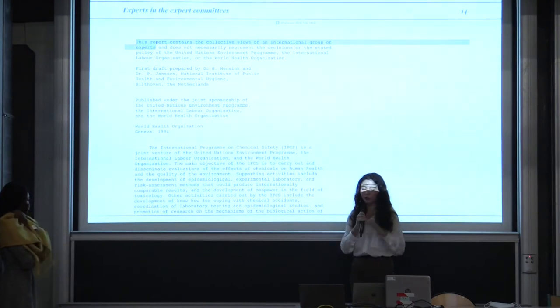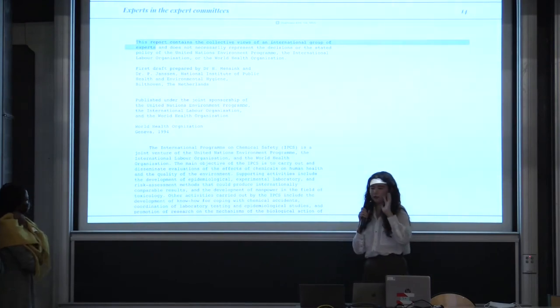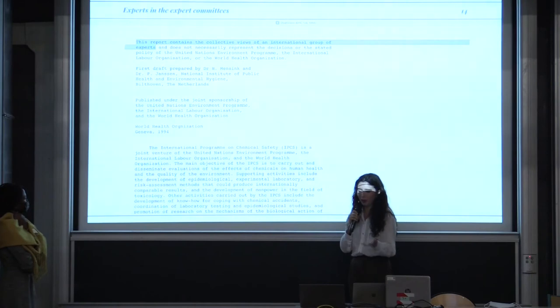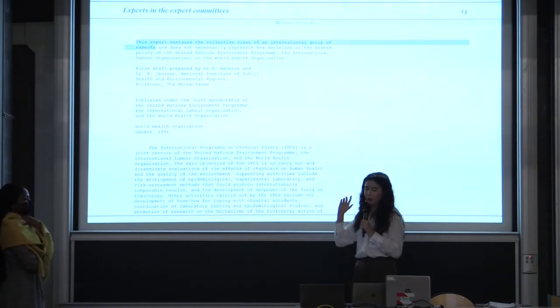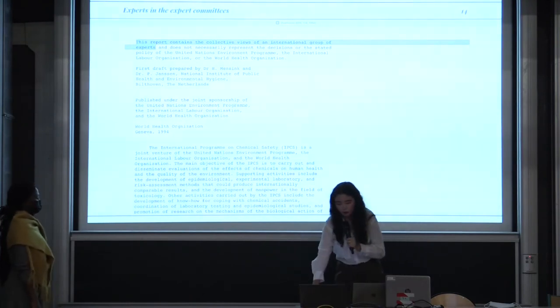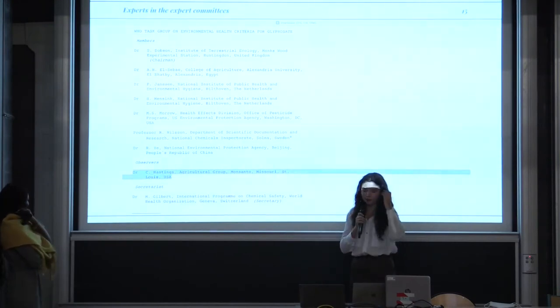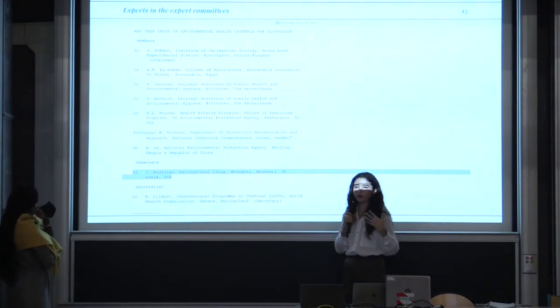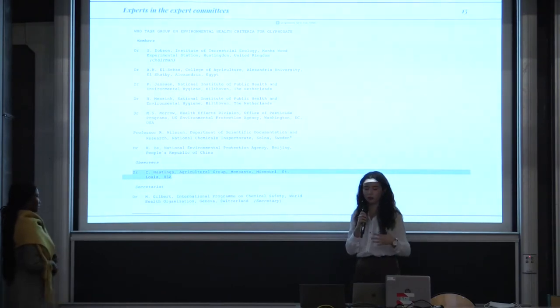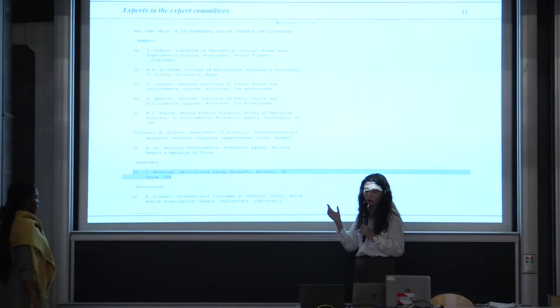So apart from worldviews, another form of possible presence and action of industries in the expert committees is the experts themselves. In this report that we have found, the report on environmental health criteria for glyphosate, we analyzed the composition and properties of the experts present. We can see that some of them do have academic positions, but one of them was particularly evident to us: an employee of the company that is the largest seller of glyphosate-based pesticides, so basically a representative of the industry.